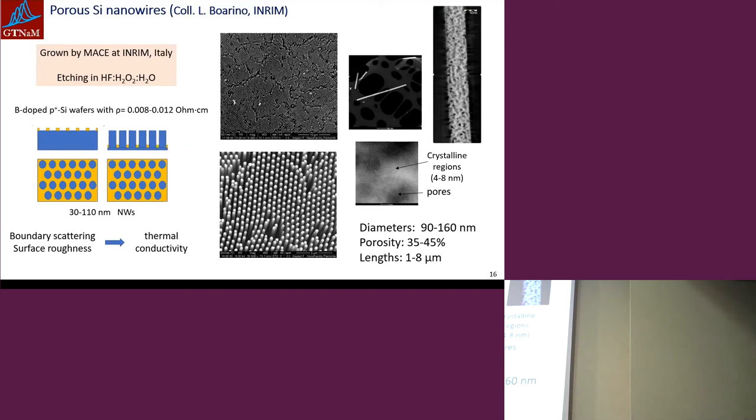Okay, so we take these nanowires from the wafer, and then we can put them onto our platforms. The crystalline regions of the nanowires are around 5-8 nanometers, and the pores are of similar sizes. So we have, of course, a lot of boundary scattering inside this system, and we might expect a strong effect on the thermal conductivity, as has been shown for many different porous materials. Here we have nanowires with diameters ranging from 90 to 160 nanometers, and with different lengths from 1 to 8 microns.